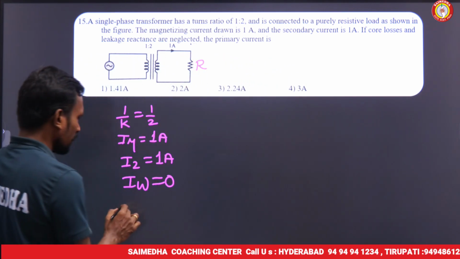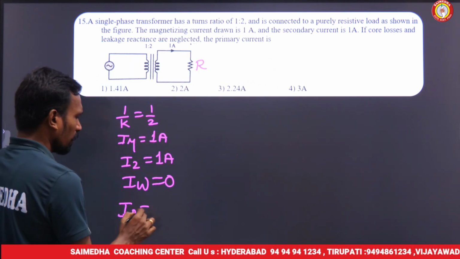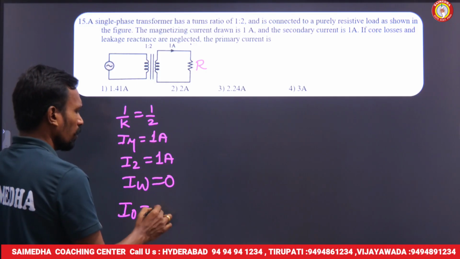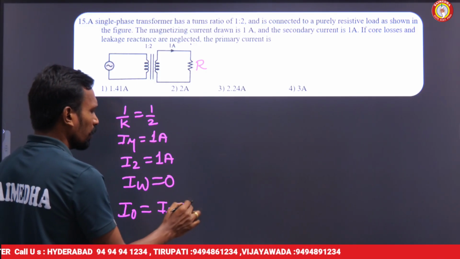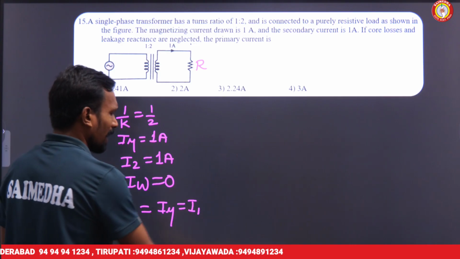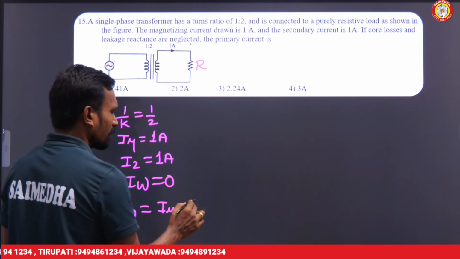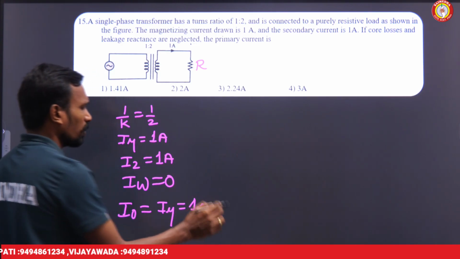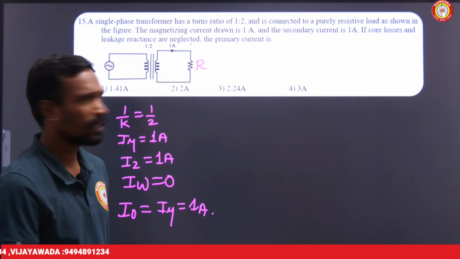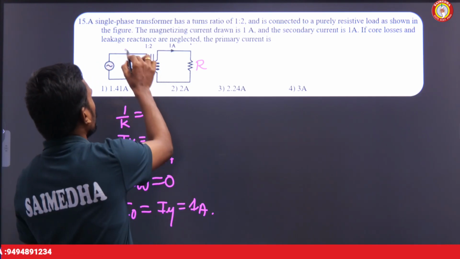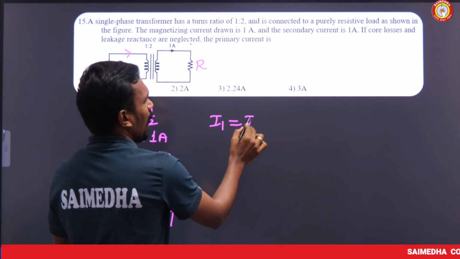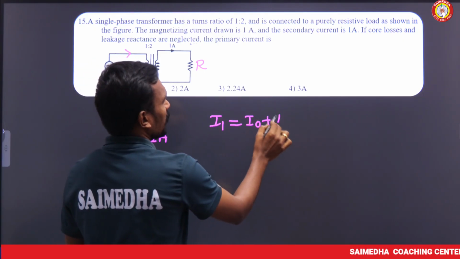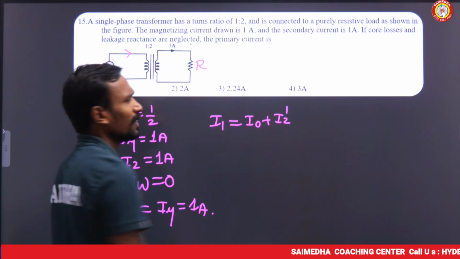So what is I naught? I naught is equal to IW plus I mu. There is no IW, so only I mu. I mu is nothing but I naught, which is equal to 1 ampere. Now they are asking the primary current. What is the primary current? I1 is equal to I0 plus I2 dash.